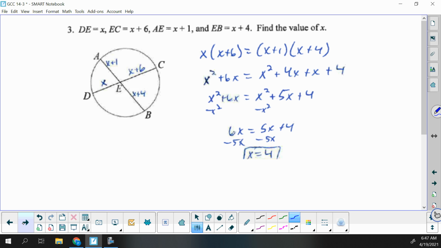Three was very similar to the warm-up. Label your parts. You got to distribute and FOIL out. Subtract the x squareds from both sides, then get all the x's on one side, so we get x equals 4.